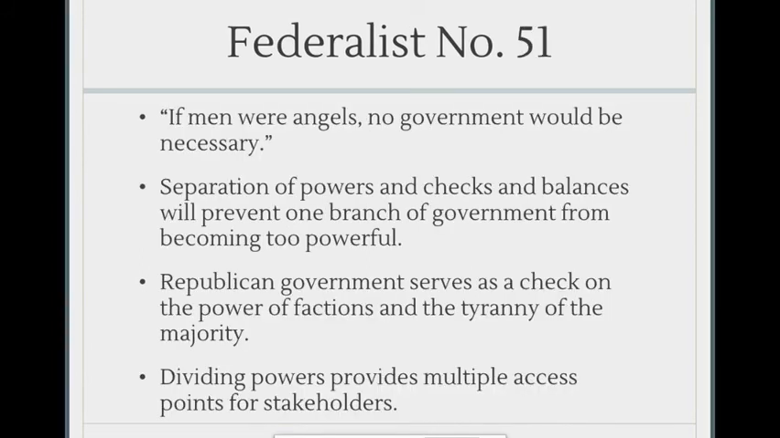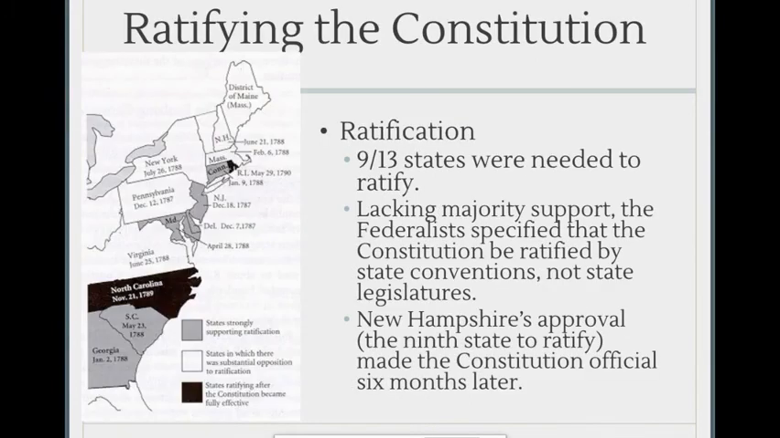Federalist number 51, both of these written by Madison. Okay, Federalist 51 has my favorite quote, "If men were angels, no government would be necessary." Well, we need government. He's going to argue that separation of powers and checks and balances are going to prevent one branch from becoming too powerful. Okay, he's going to argue that a Republican government serves as a check on the power of factions and the tyranny of the majority. Okay, and that dividing powers provides multiple access points for stakeholders. Okay, so lots of people can have voice and say and influence in a Republican government with divided powers.